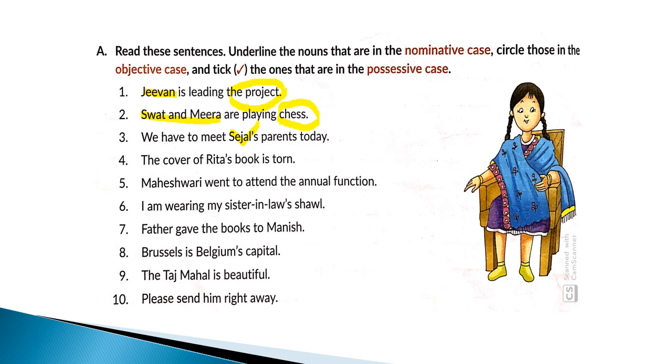G1 is leading the project. In this sentence, who is the subject? G1. And G1 is a noun. So we are going to underline it because it is in the nominative case.